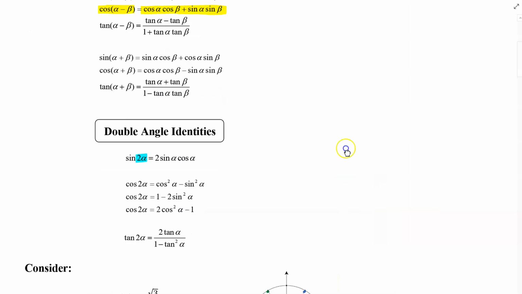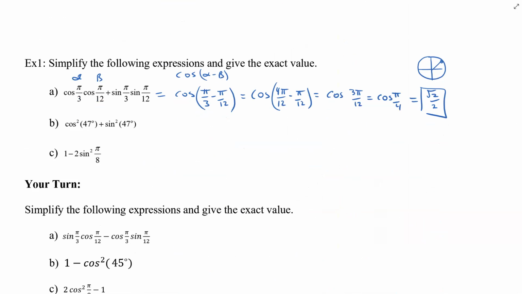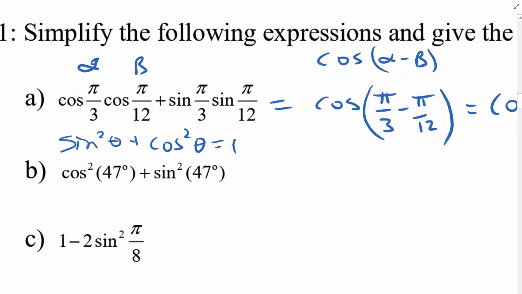So if I go over here, let me see again. I'd switch the orders around as well. This reminds me of sine squared theta plus cos squared theta equals 1. So I've just rearranged it, and it doesn't matter what the angle is. It's always going to be equal to 1. So my answer for that one equals 1.